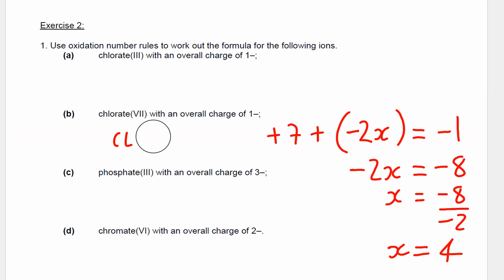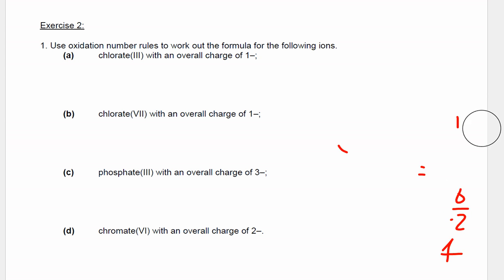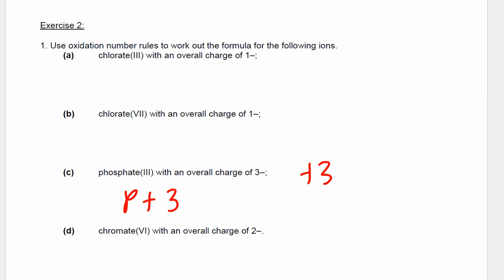Finally, let's have a quick look at the phosphate 3. So the phosphorus has an oxidation number of +3. So I've got phosphorus, and I have in there an unknown number of oxygens. That's what the 8 is telling us. Each oxygen has a charge of -2, and that will come out with an overall charge of 3 minus, so the oxidation number -3.